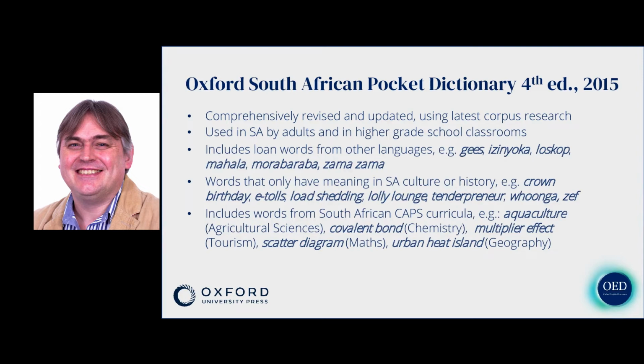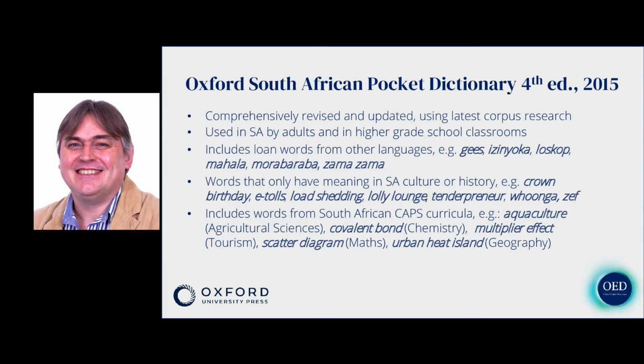Words that have only meaning in South African culture or history, such as crown birthday, etals, load shedding, which is very topical at the moment as we're going through periods of rolling blackouts again, that we refer to locally as load shedding due to insufficient electricity resources. But one thing that sets this dictionary aside from the Concise that preceded it, and that I want to just mention very clearly, is that part of the localization is not just looking for these loanwords from other languages or words that only have meaning in South Africa.